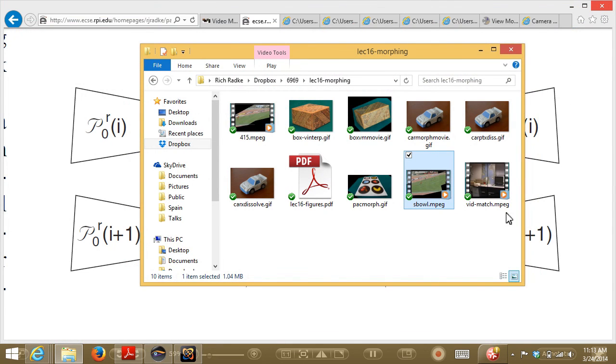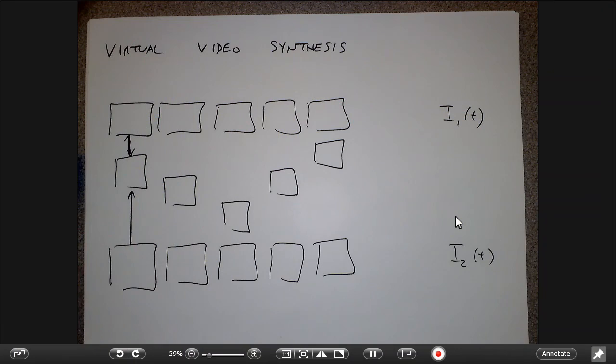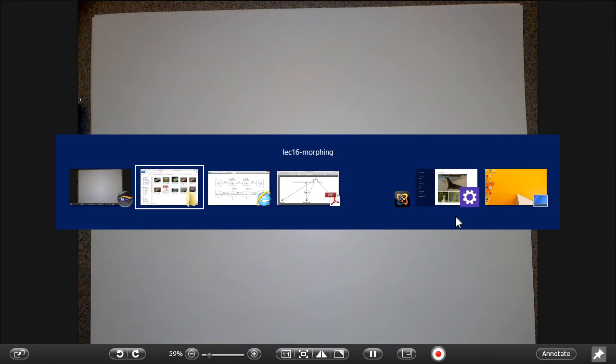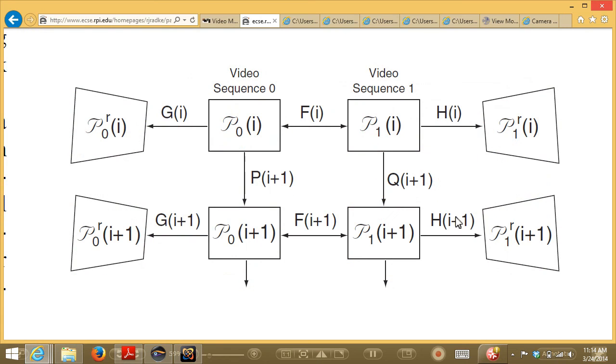Okay, let's see if there's anything else I want to say. Yeah, so like I said, this is definitely related to bullet time kind of stuff. So bullet time, actually, we can probably just see for a second here, if you haven't seen it before.